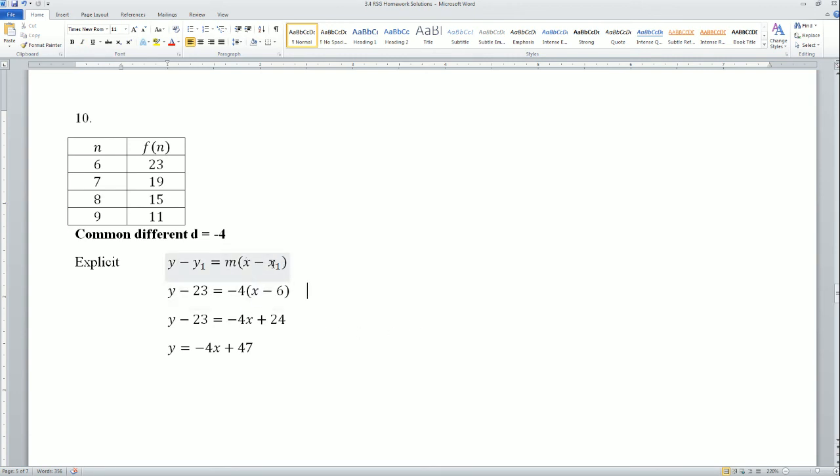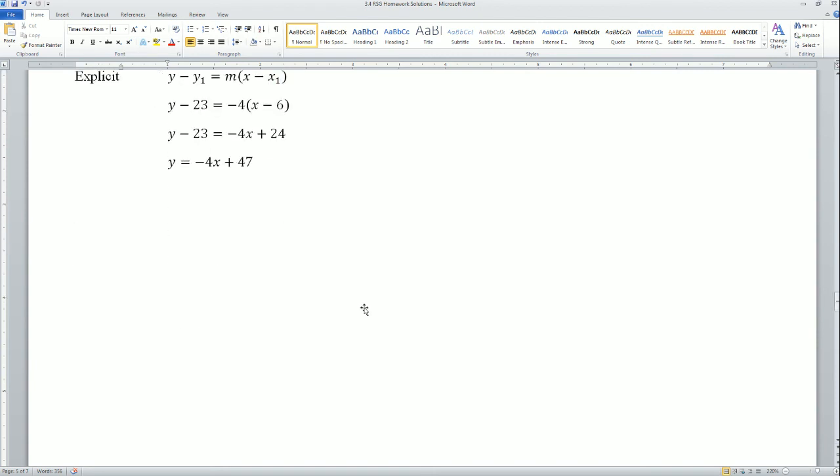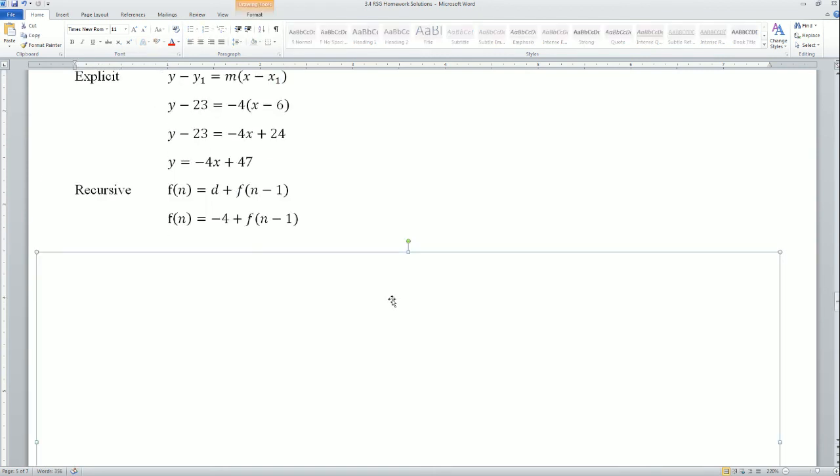Okay, I have a point x1, y1, and I have a slope. That's why it's called point slope, and I get it into y equals mx plus b. Okay, here's the recursive.